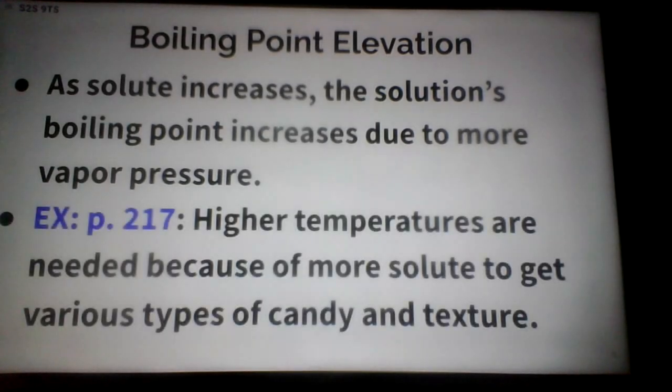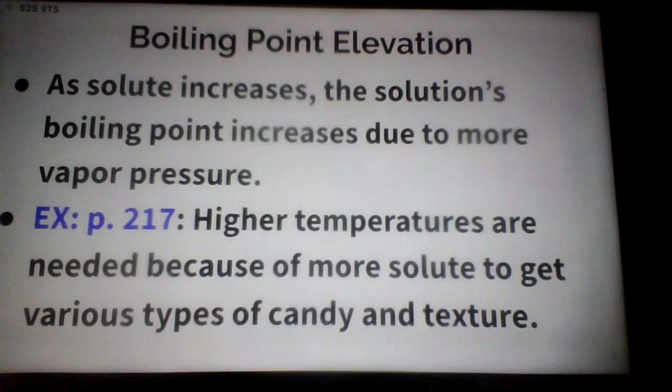Yeah, I mentioned a few minutes ago a little story of candy being made on page 217, more specifically kinds of fudge. If you look at that picture and read the paragraphs, you'll see the description of the boiling point temperatures of the different kinds of fudge changing because of how much solute got dissolved. The higher temperatures are needed because more solute gives various types of candy and texture. So more solute becomes more concentrated.